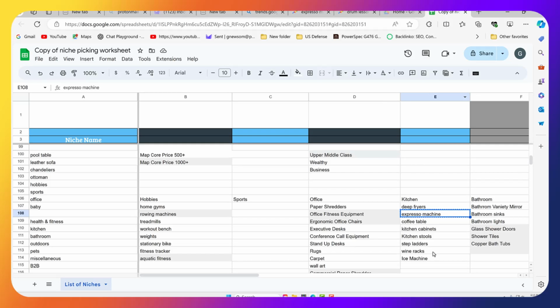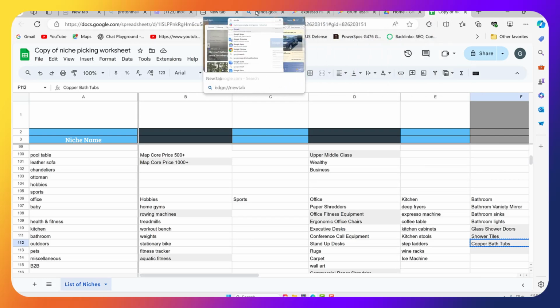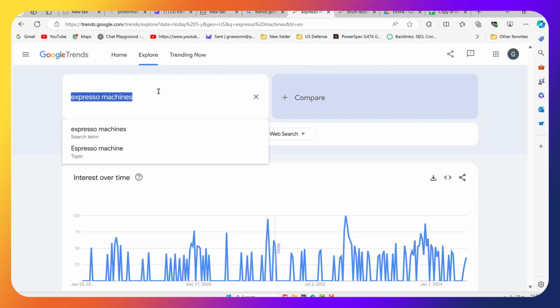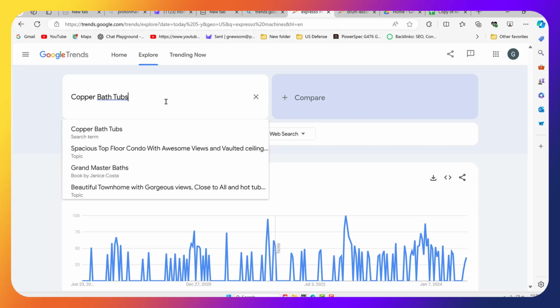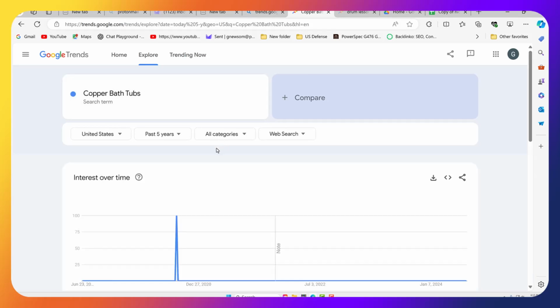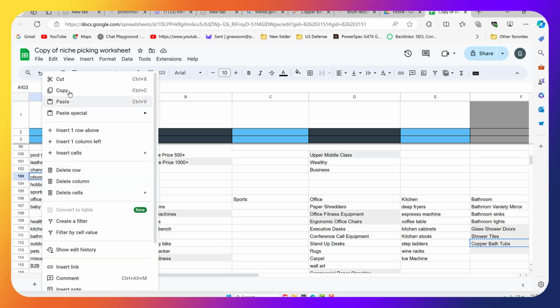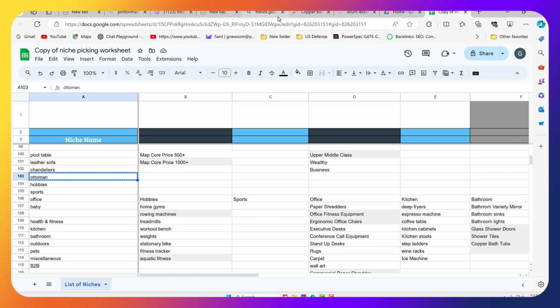Come down here. How about copper bathtubs? This was good a few years back. Okay, let's see how that does. That's unusual. Okay, don't buy that one. All right, let's try one other one. We came up over here with ottomans. Maybe this has changed since I sold that store.